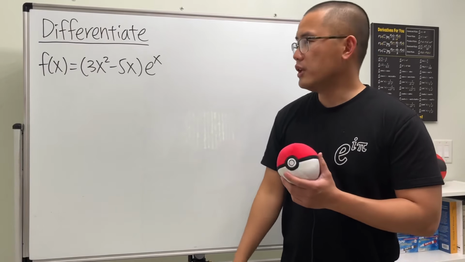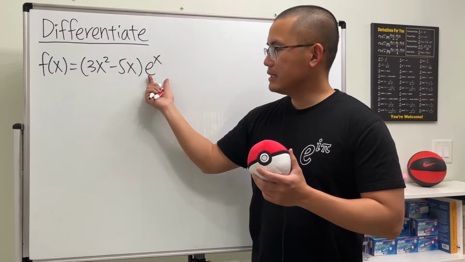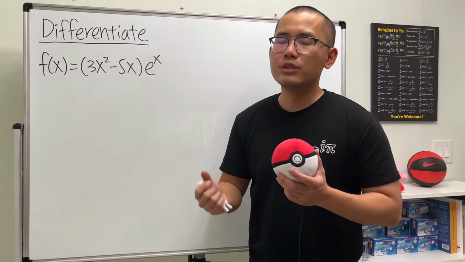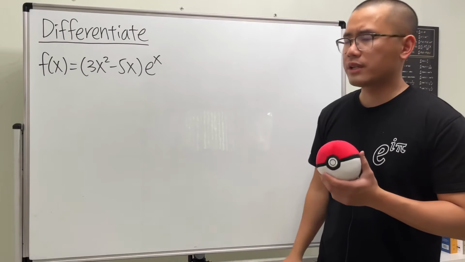Okay, we are going to differentiate this function, and notice that we have this times this. So we have to use the product rule for derivative. And let me just show you guys how we can construct the answer.